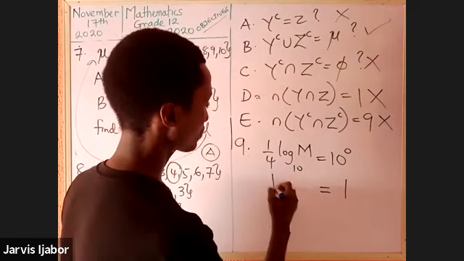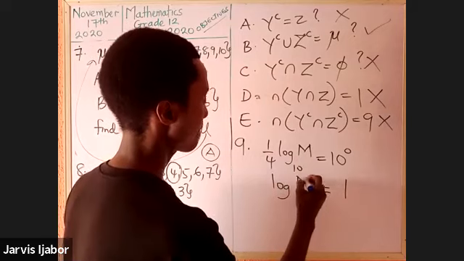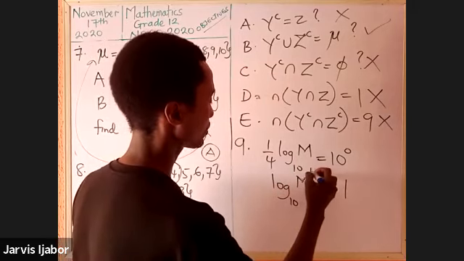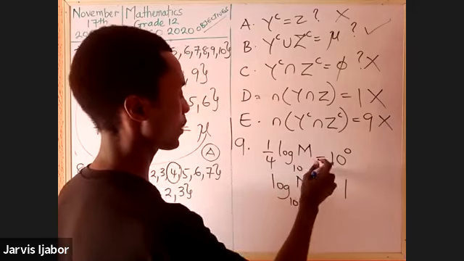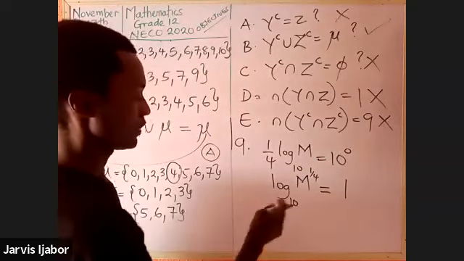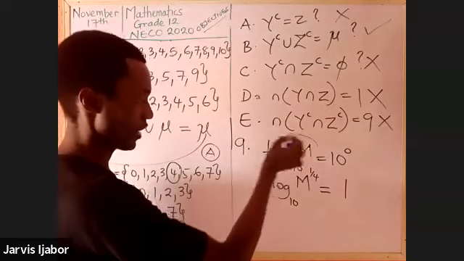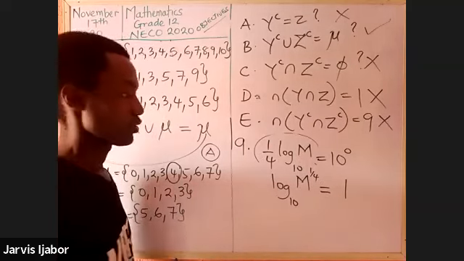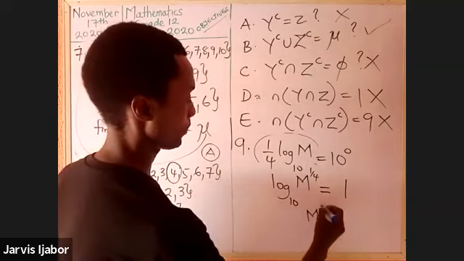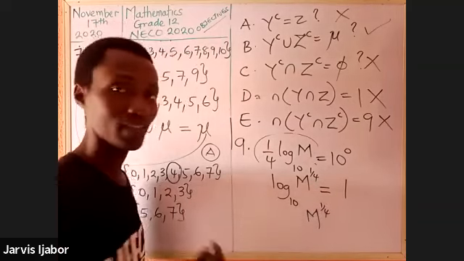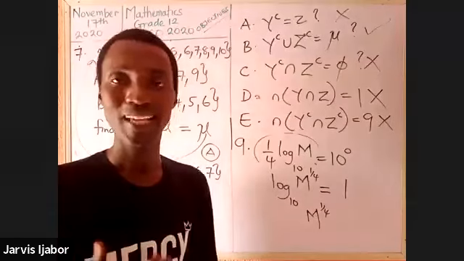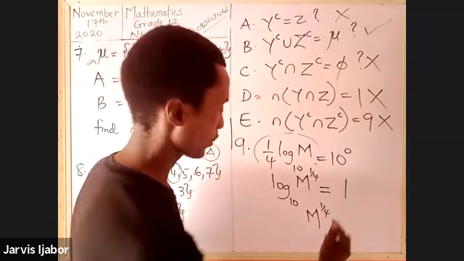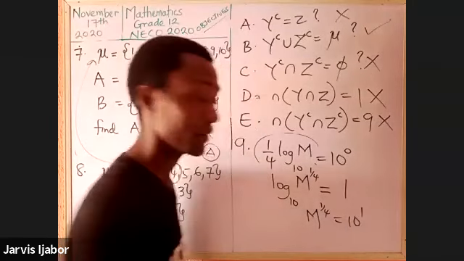And then this one becomes 10 raised to the power of log m raised to the power of 1/4 base 10. You know that you can write this as this. So what do you have? M with the power of 1/4, writing the log form in an index form, and that will give you what? 10 to the power of what? 1.